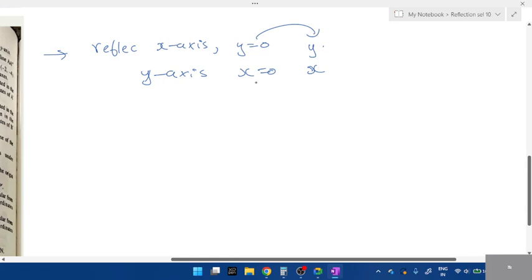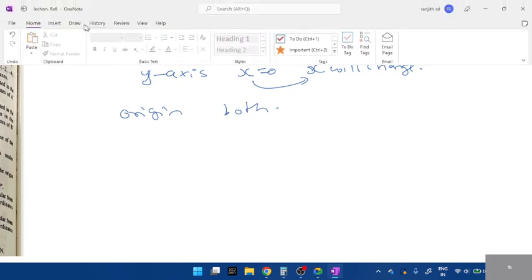No, no, no, not y. Whatever is 0, that x will change. Okay, basically the x sign will change, then origin. For the origin, both the signs will change. This is the basic concept.